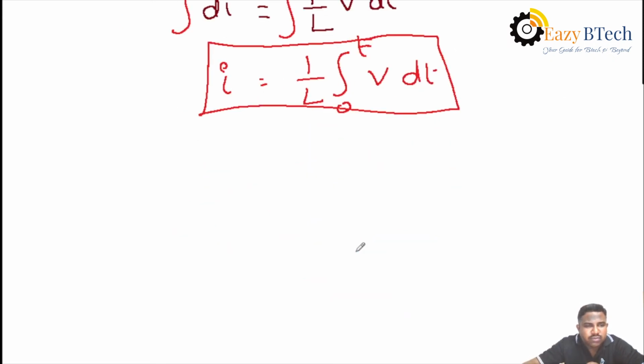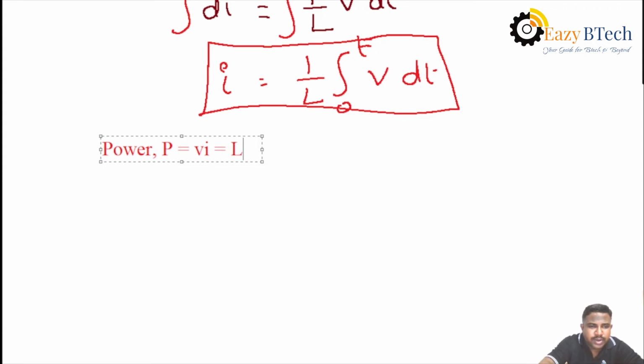After knowing the equations of voltage and current, you can simply calculate the power in the case of an inductor. You know the formula P equals V into I. What is the V formula? V equals L into di by dt. So the power is P equals L into i into di by dt. Okay, that is the formula of power.